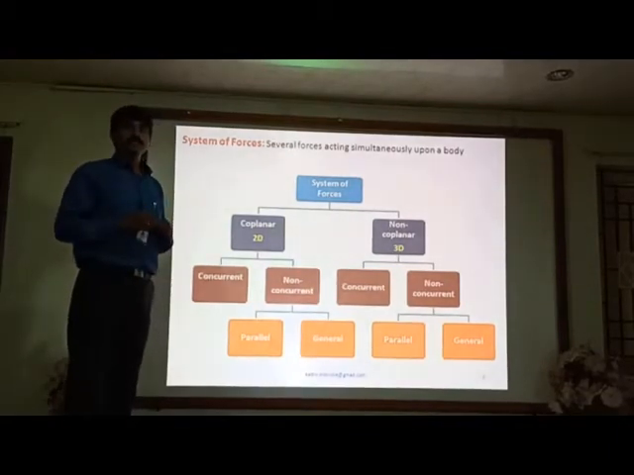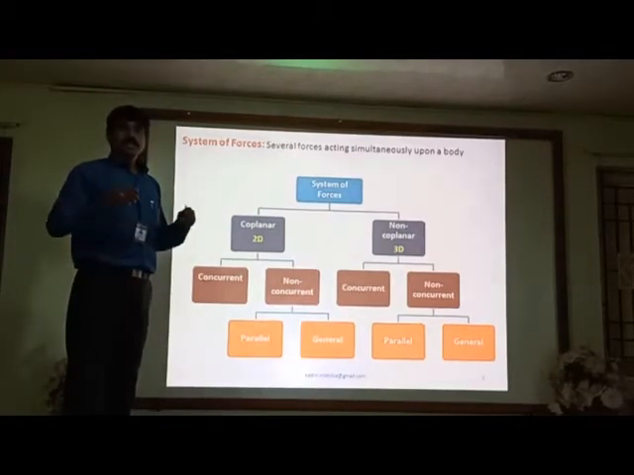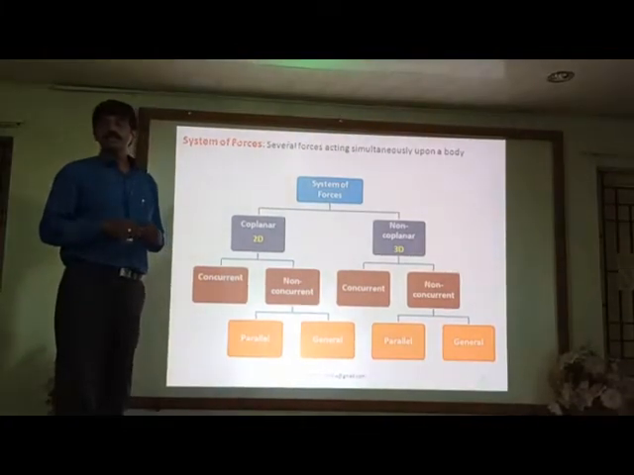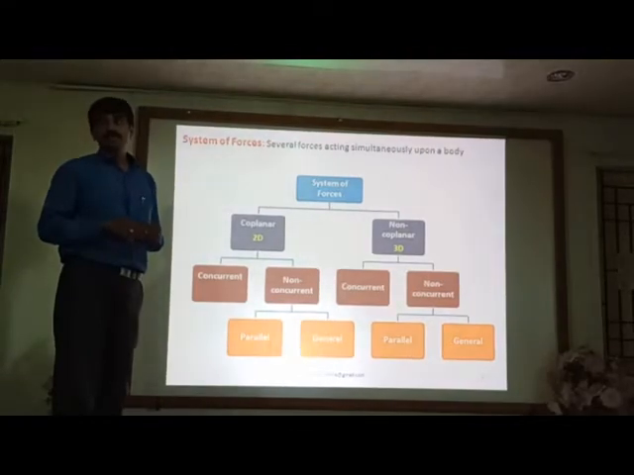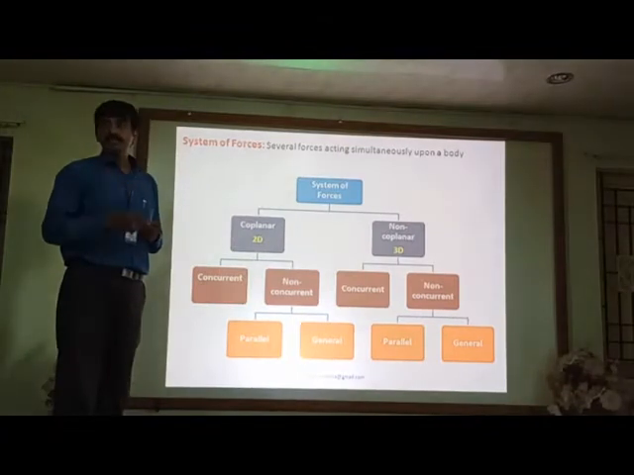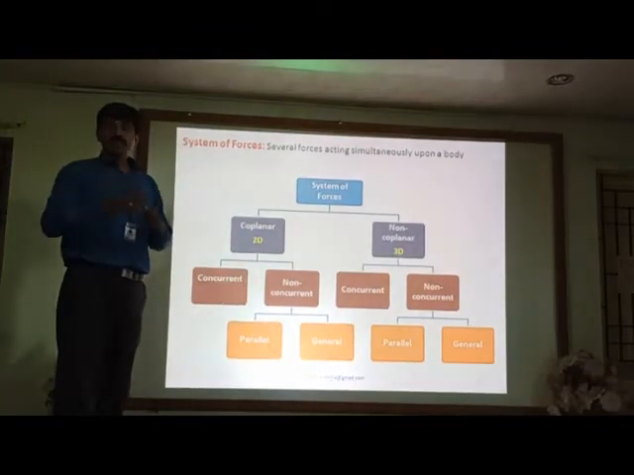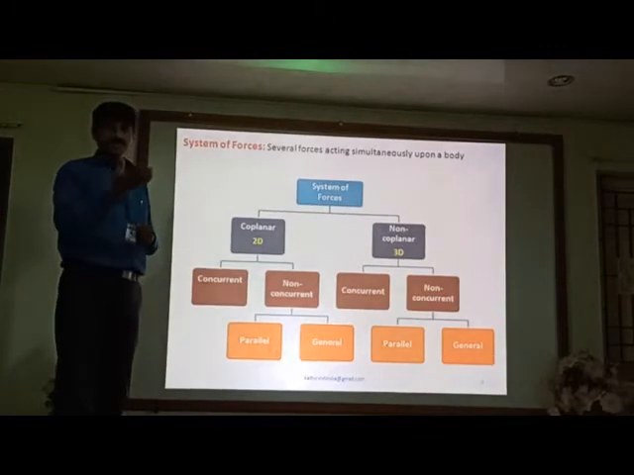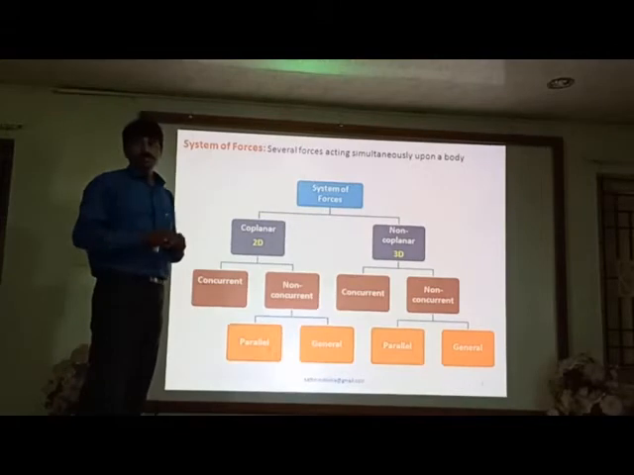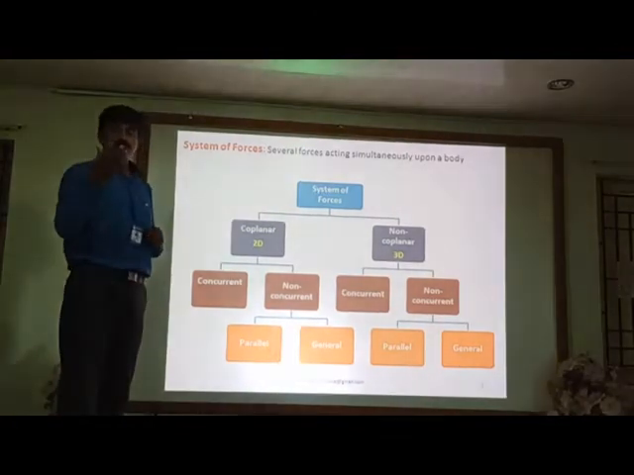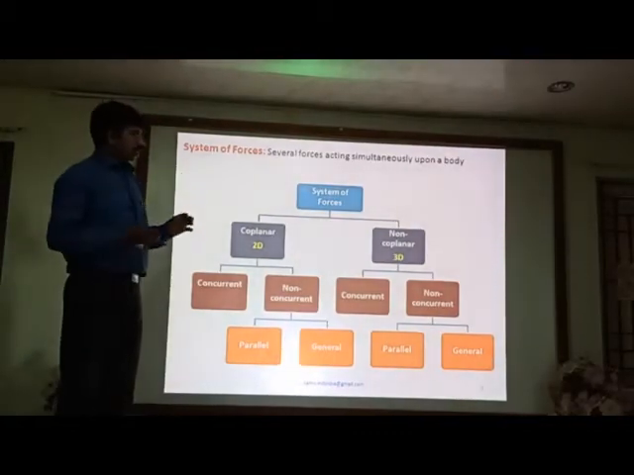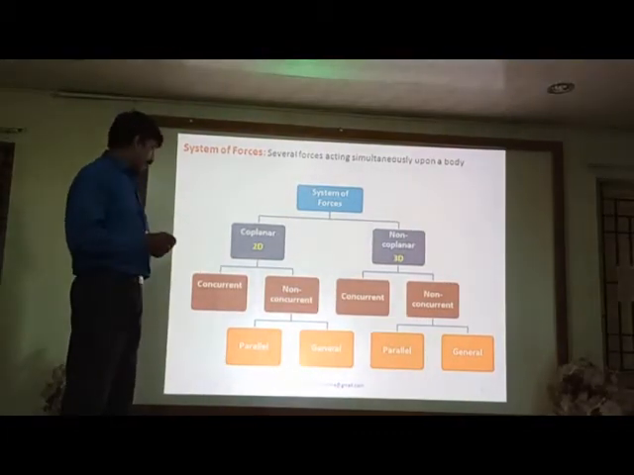Then let us see the concurrent force system. What is meant by concurrent? If the lines of action of forces are intersecting at a single point, that is a concurrent force system. Suppose two strings are used to hang a ceiling fan or a ceiling light. That particular system can be given as an example of a concurrent force system. If the lines of action of forces are not intersecting at a single point, it is a non-concurrent force system. Similarly, in 3D systems also you can have these.